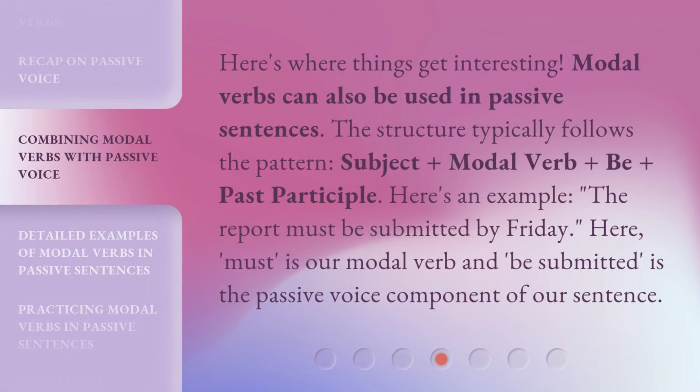Here's where things get interesting. Modal verbs can also be used in passive sentences. The structure typically follows the pattern: subject plus modal verb plus be plus past participle. Here's an example. The report must be submitted by Friday. Here, must is our modal verb and be submitted is the passive voice component of our sentence.